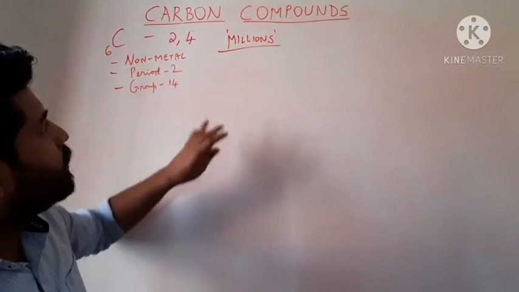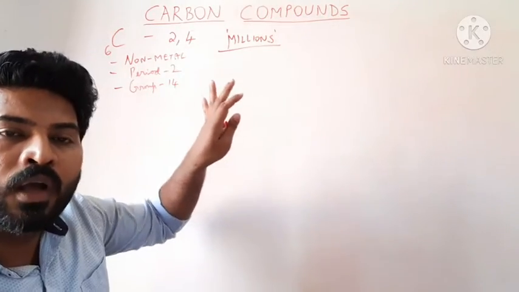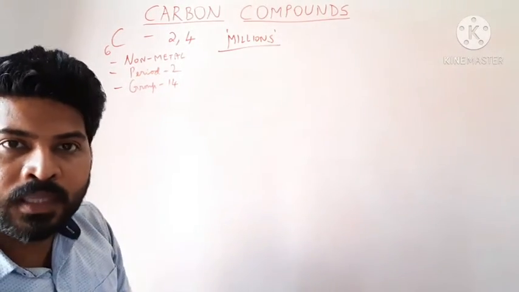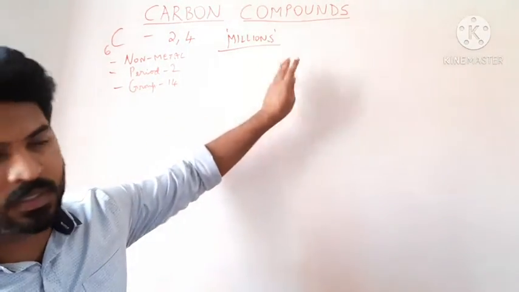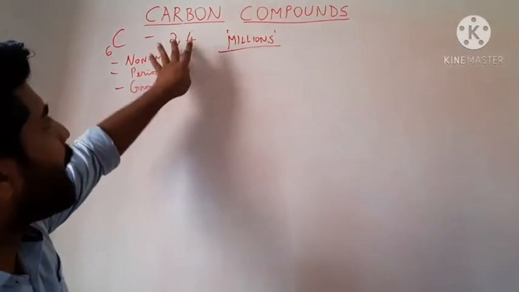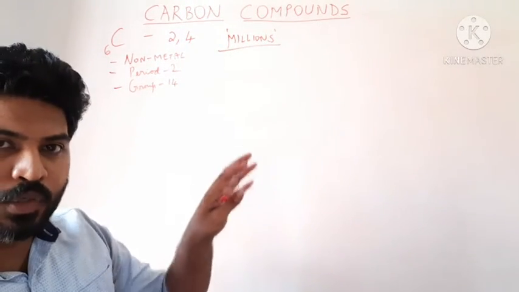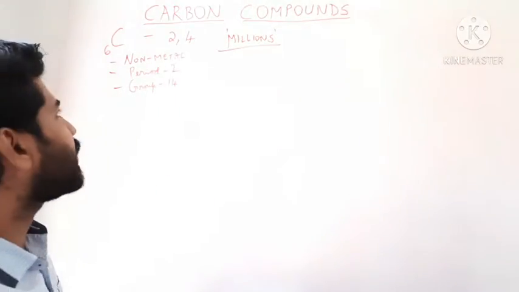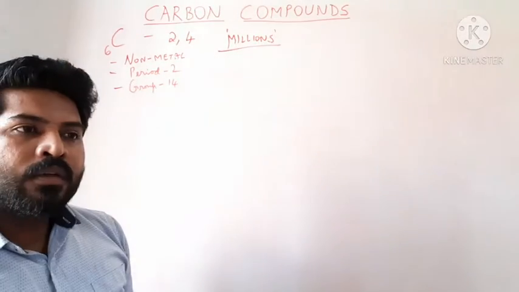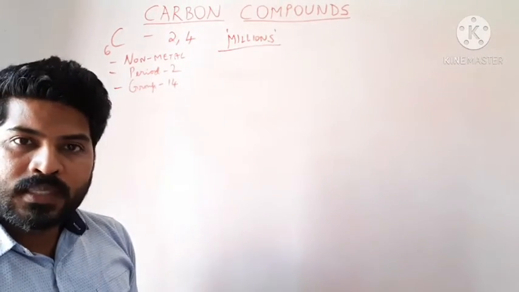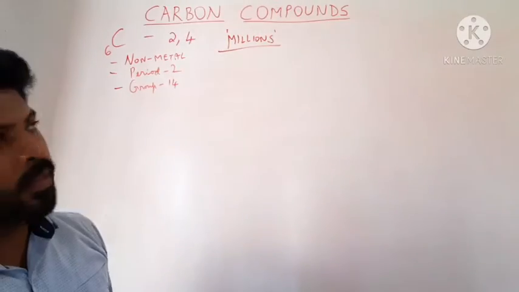Let us look at what property of carbon makes it possible for it to form millions of compounds. Let us once again come back to the electronic configuration. The answer to this question lies in the electronic configuration. So, how does carbon form compounds with other elements, since the lesson is about carbon?